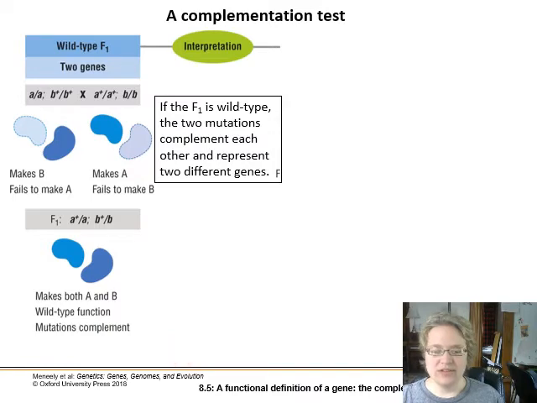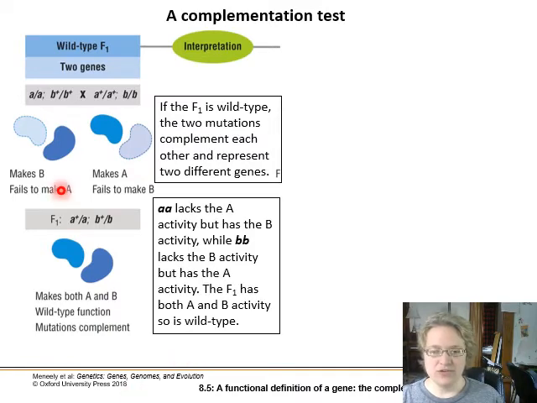What you would see in the offspring when you cross those is a heterozygote for both genes. Since the heterozygote is able to make both of the complements, like in a multi-gene biochemical pathway, you would see the wild type coming out in the offspring. The mutations are complementing each other.